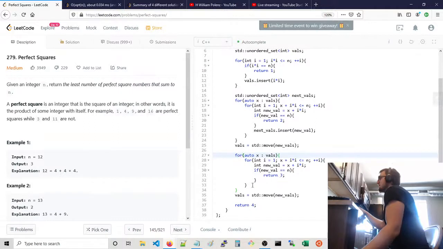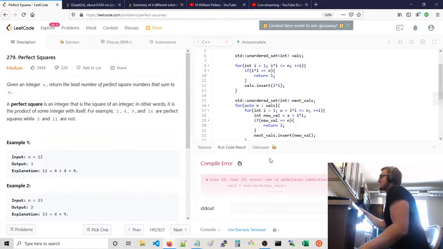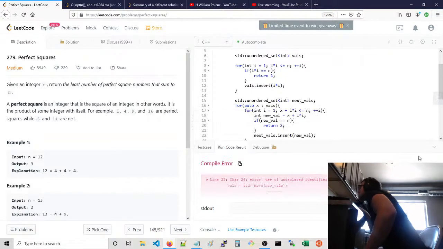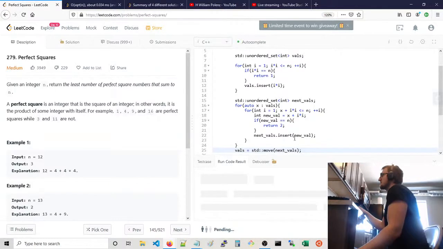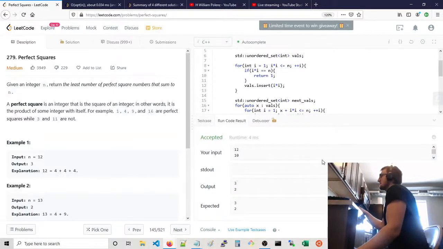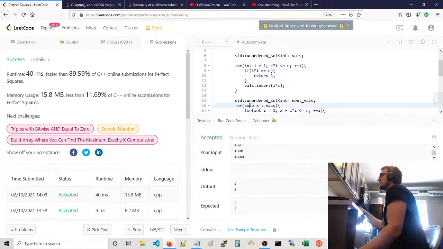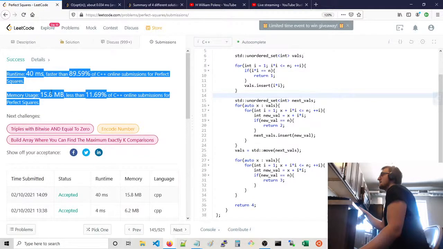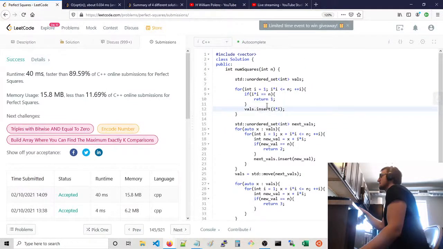So this is an interesting routine. Interesting way to do things. New vals, next vals. I did mean next vals. Good catch. Let's go for it. How do we do? Oh, it's kind of slow, actually. Uses quite a bit of memory. It's still pretty slow. I mean, it's faster than a lot of stuff, but not what I was expecting. Not at all what I was expecting.